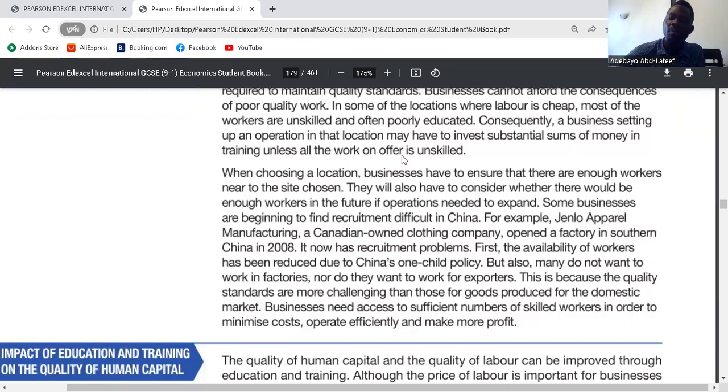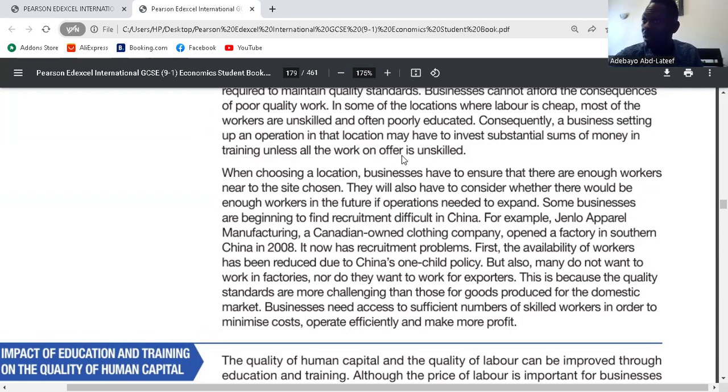So the first thing we are talking about here is that when you are determining the location of your industry, your firm, or your office, or your factory, you don't only think about the cost of labor, which is, oh, it's cheap, let me go there. You have to also think about the requirements of labor for that factory that you are opening.